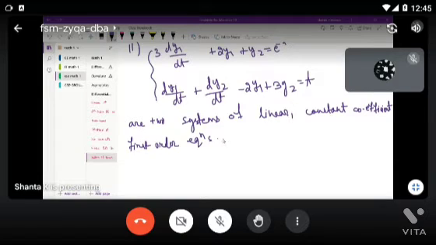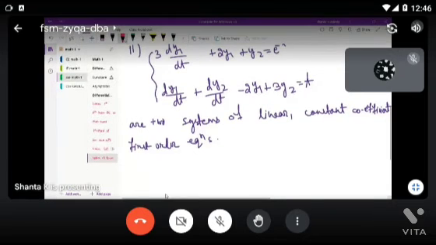So these two systems can be respectively written in operator form. Okay, so we will write it in the operator form, because d by dt will be D. y1, y2 will remain there.